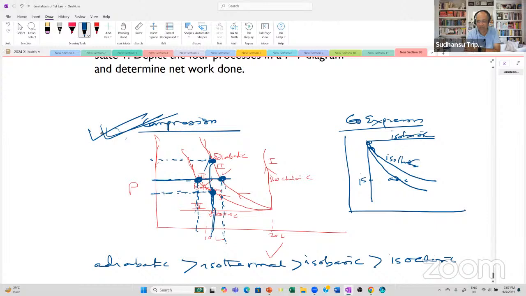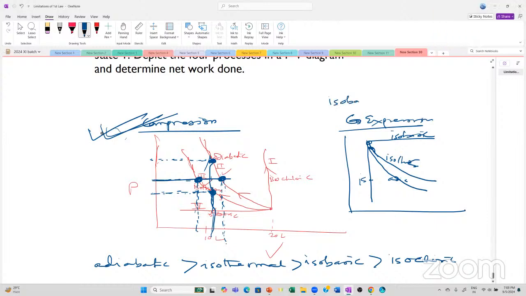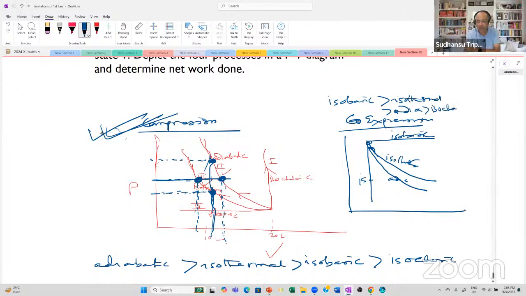But during expansion, what is the order? Sir, it is isobaric is greatest, then isothermal, then adiabatic, then isochoric. Isochoric, we really feel very pathetic because no work is done. We are putting it in the fray, in the competition. So isochoric doesn't involve any expansion or compression work.